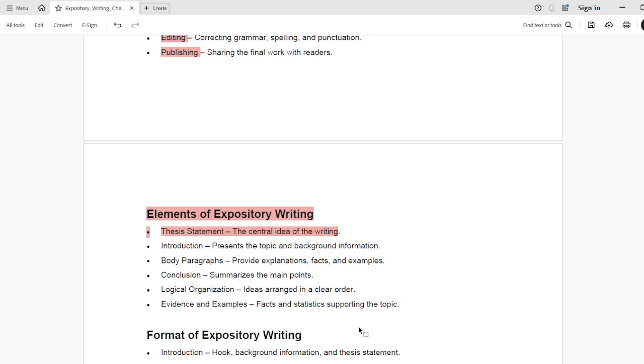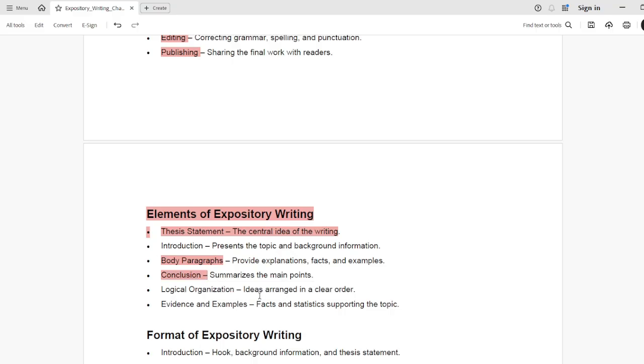First one is the thesis statement. Okay, it is known as the central idea of the writing. You all know it. Introduction presents the topic and background information. Body paragraph is very important, and it starts with the topic sentence. Okay, and next one, the conclusion is the last paragraph of your writing.